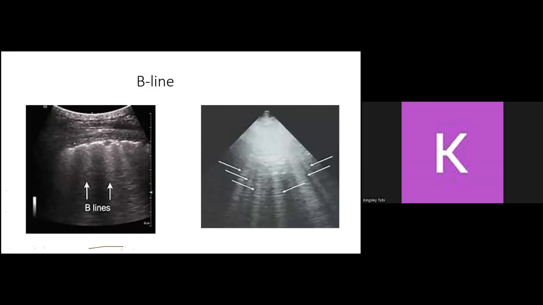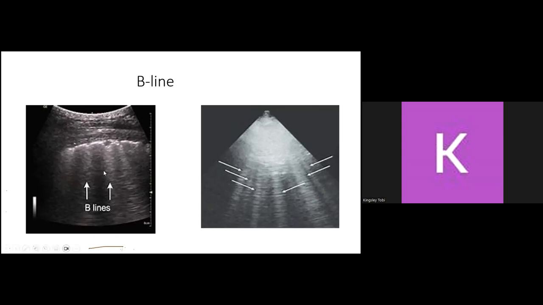The B lines are abnormal lines. They are longitudinal lines that arise from the pleural line. You can see they are longitudinal, as opposed to the horizontal lines of the A lines. The number of B lines is very diagnostic, but the presence of B lines on your lung ultrasound indicates a wet lung. And it usually depends on the number of B lines you can see.